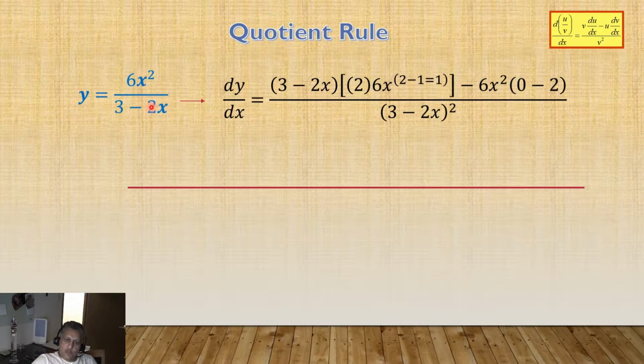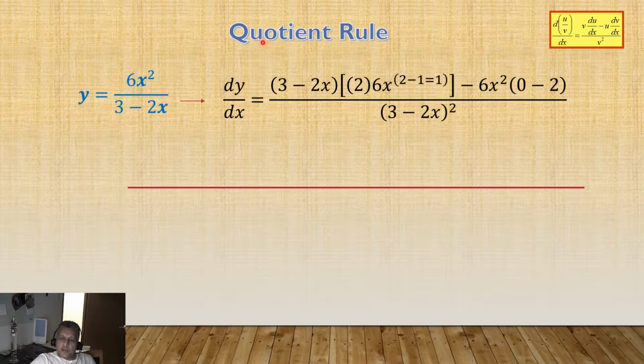1 times 2 is 2. Reduce that power by 1, it becomes a power of 0. Anything raised to the 0 power is 1, so it remains as minus 2, and that's what's right here. I'm going to then take all of this and place it over the denominator squared, so the denominator right there squared. Okay, so that's the derivative part of this.